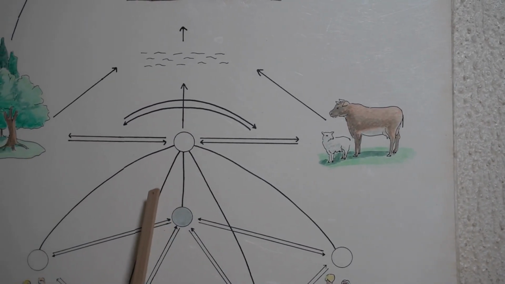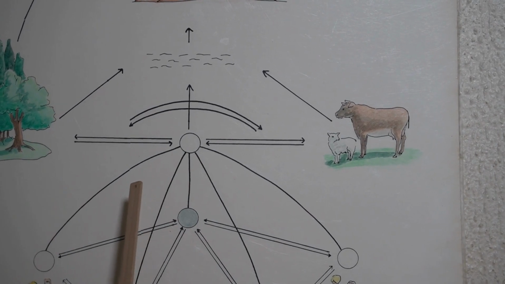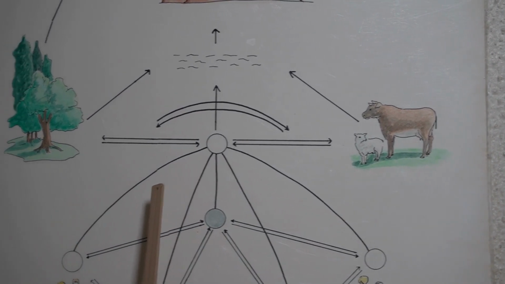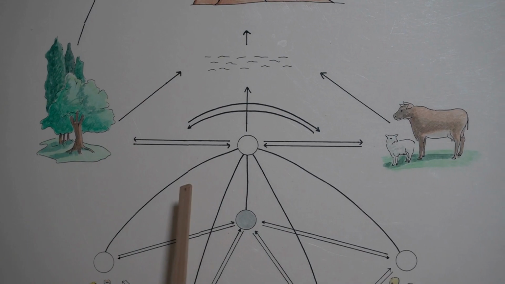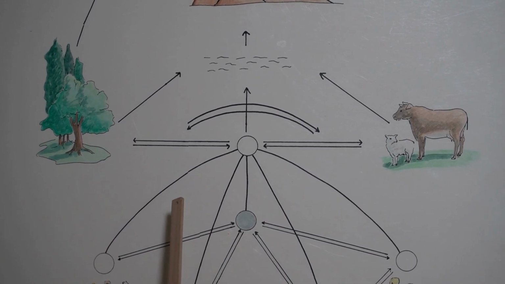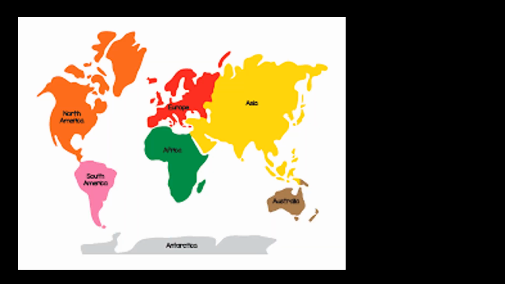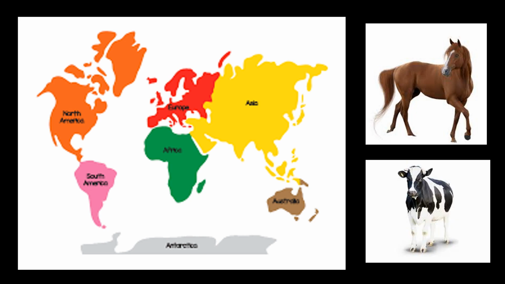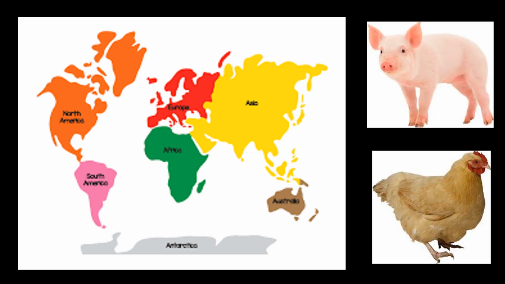Some of these animals we eat, for instance, chicken. Chicken came from another part of the world originally, like horses and cows. Horses and cows originated from Central Asia. And what about pigs and chickens? They originated from Southeast Asia.